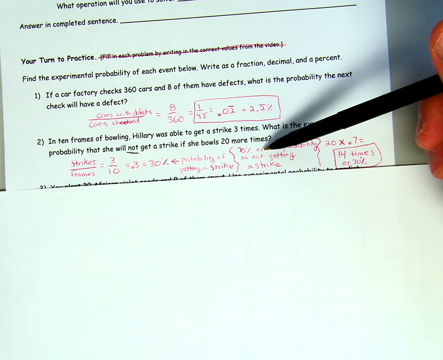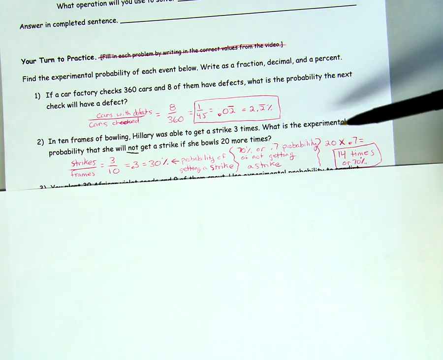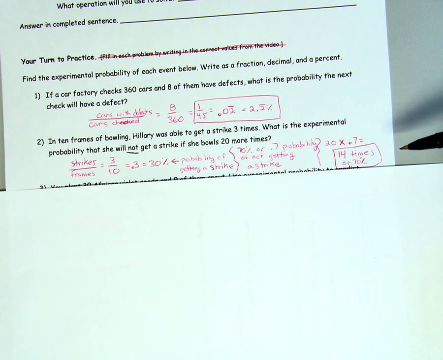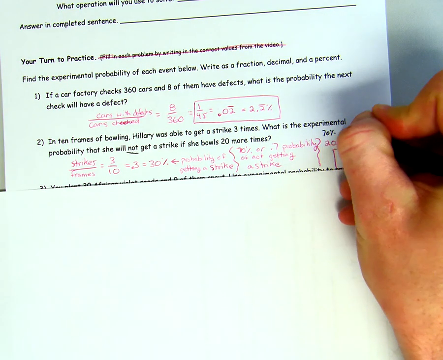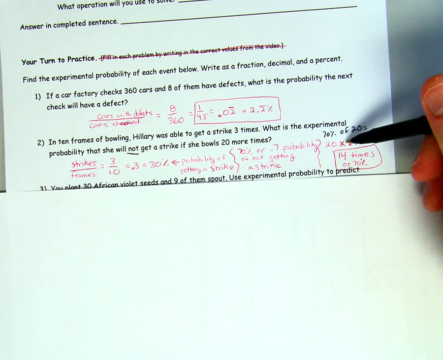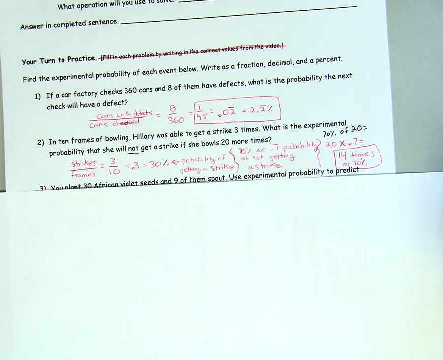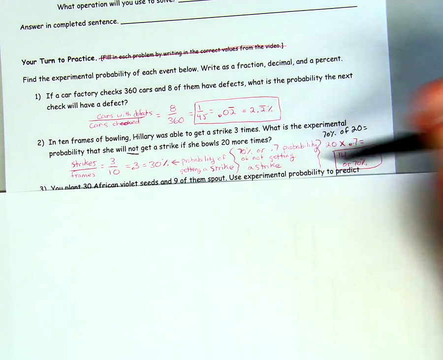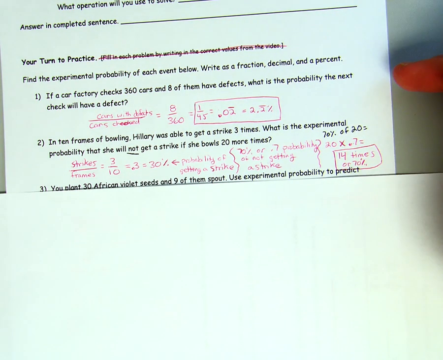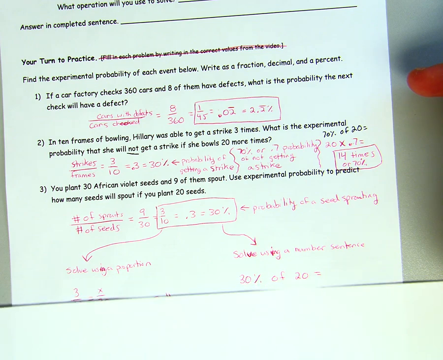70% of the time. And so if I solve my problem for 20 more times, I'm going to do 20 times my 70%. So what is 70% of 20? I can multiply 20 times 0.7, and it equals 14 times. So out of those 20 times, 14 of them she wouldn't get a strike, which means 6 she would get a strike. Alright, number 3.